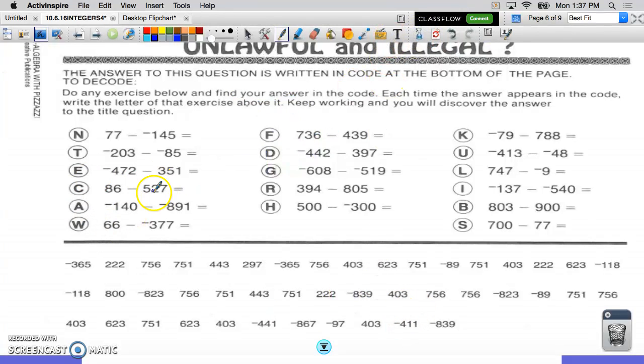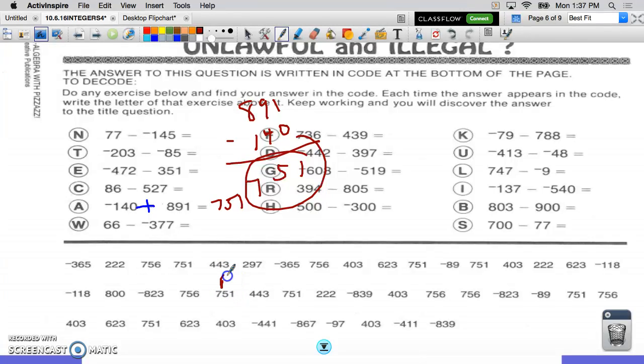All right, going on to the next one. Change it to addition. If I change the sign of the second number here, it becomes positive because it's already negative. Follow your addition rules. Negative plus positive, I know I am subtracting. Subtract. 751. And it's going to be a positive 751 because that 891 is now positive. Positive 751 right here. There's a whole bunch of them here.